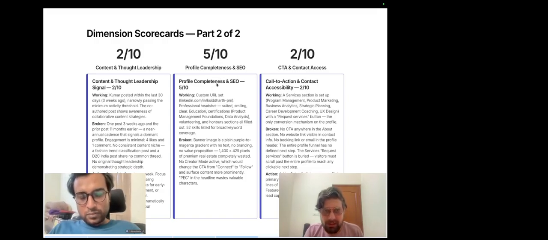Then profile completeness, custom URL is there. Okay. I think it's just looking at your SEO and your general metrics. Oh, it's also looking at your design choices.